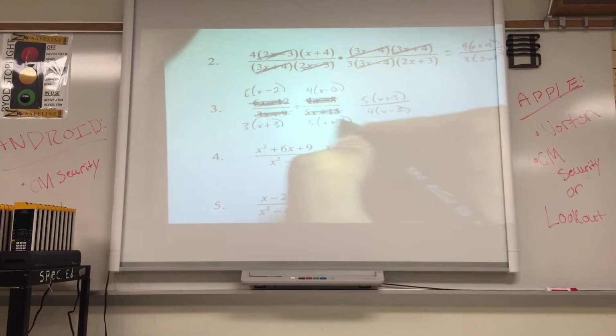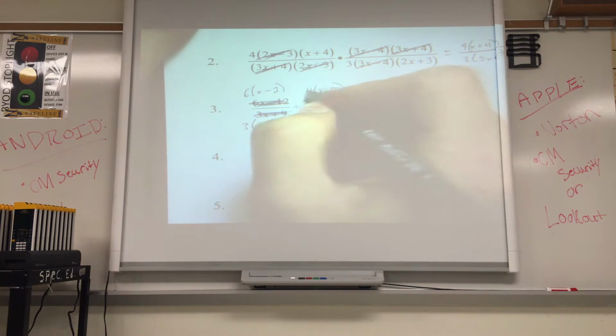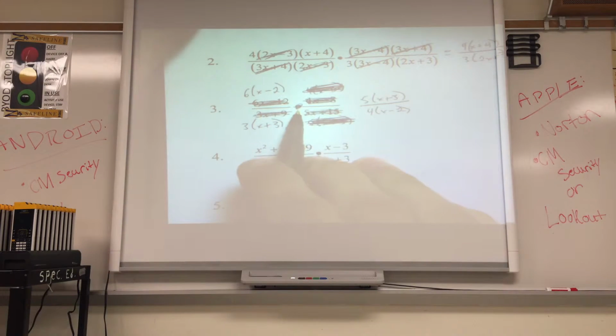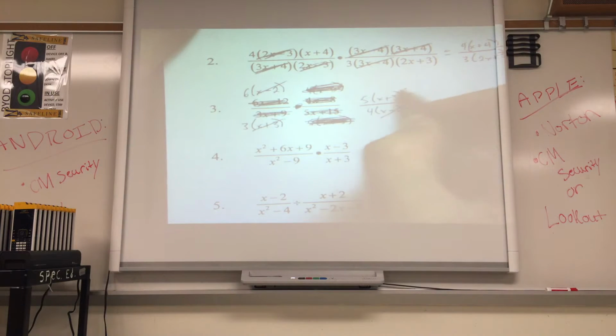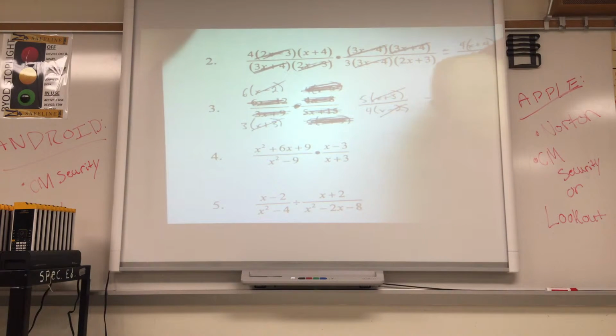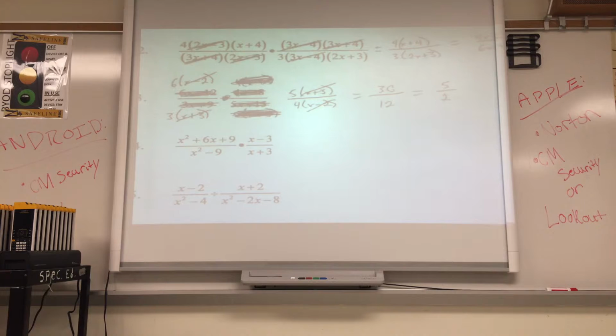Okay, so now that everything is factored out and we've changed the divide sign into multiply, so we're multiplying straight across, we can just cancel. So I have x minus 2 cancel with x minus 2, x plus 3 with x plus 3, I have 6 times 5, which equals 30, over 3 times 4, which is 12. And if you want, reduce that fraction to be 5 halves. And that's your final answer.